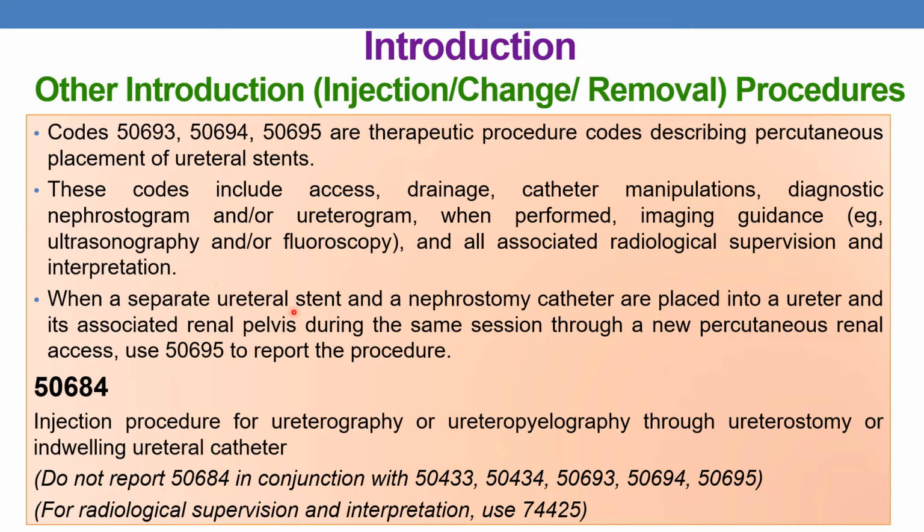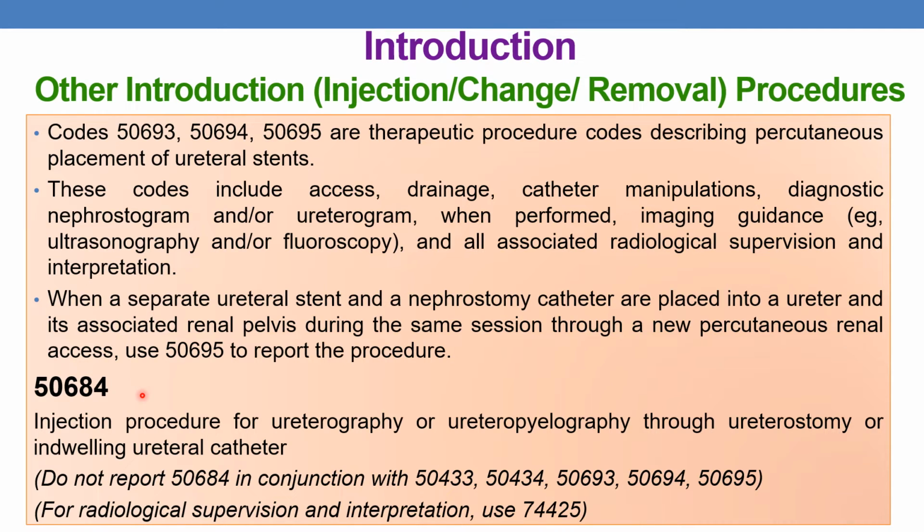When a separate ureteral stent and a nephrostomy catheter are placed into a ureter and its associated renal pelvis during the same session through a new percutaneous renal access, you need to use 50695 to report the procedure.